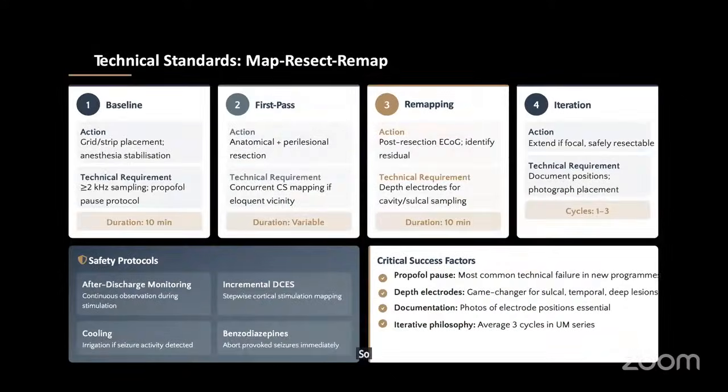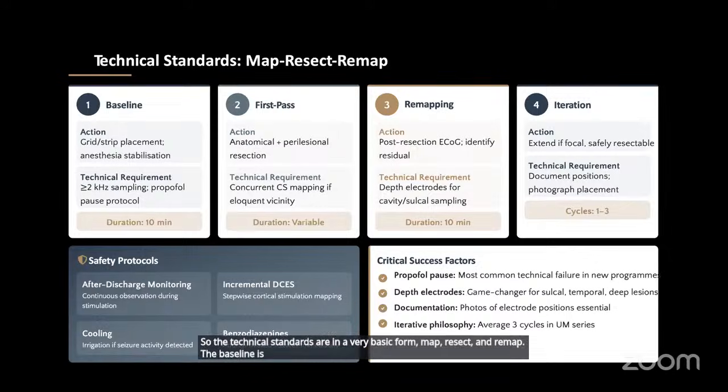So the technical standards are in a very basic form: map, resect, and remap. The baseline is always place a grid or strip once the anesthesia is stabilized, and do a 2000 hertz sampling with a propofol pause protocol. This is usually done for at least about 5 to 10 minutes.